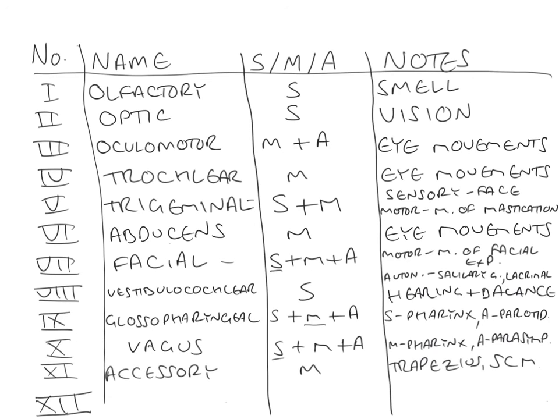The final cranial nerve is the 12th nerve, the hypoglossal nerve, translating as beneath the tongue. So it runs down into the tongue, and it is a purely motor nerve, and it supplies the intrinsic muscles of the tongue. So this is the nerve which helps us to coordinate the movements of the tongue.